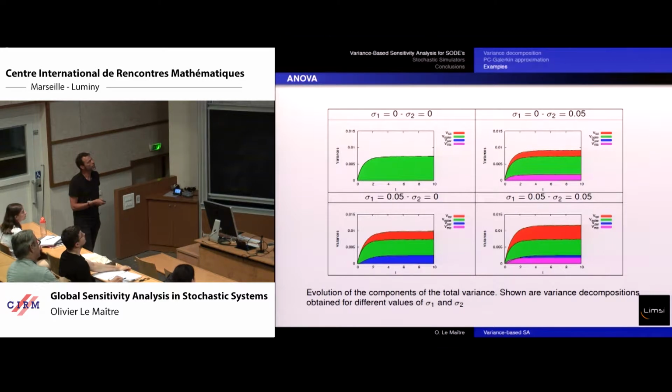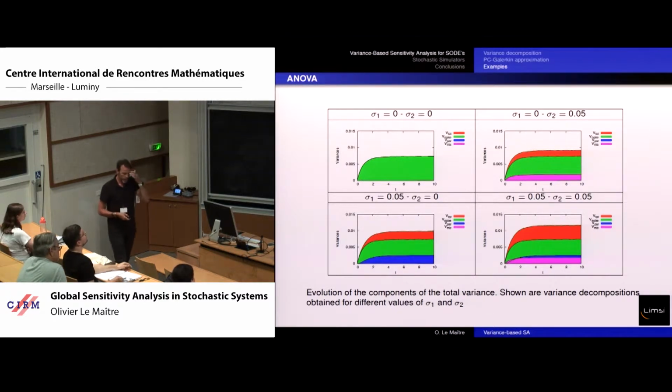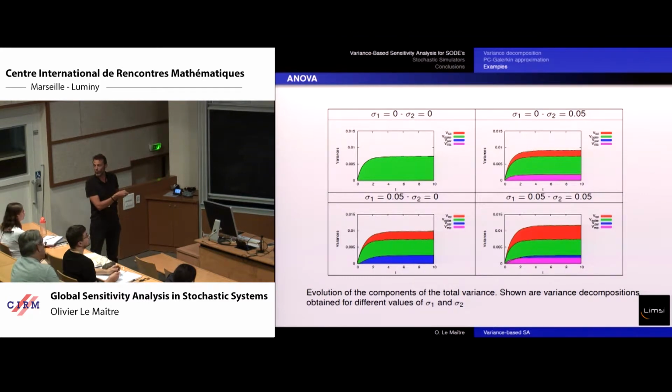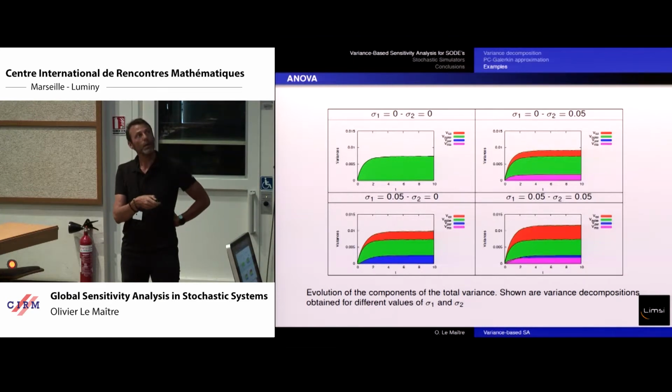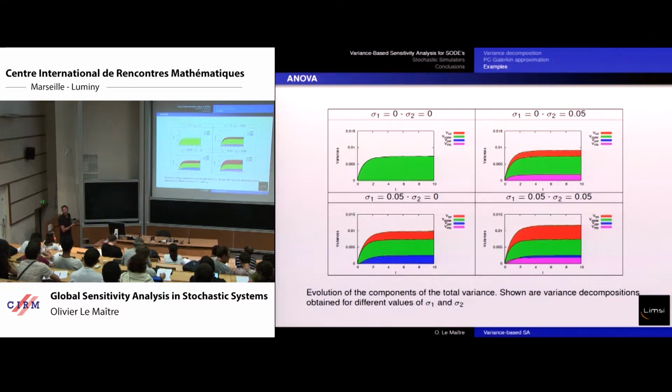And here are not the sensitivity coefficients I have introduced before, but the partial variance directly. They are not normalized, because the variance varies a lot over time, so it would be difficult to report everything in terms of normalized values. If you have absolutely no variability or uncertainty on the parameters, so they have variances that are both zero, then all the variance of the system is due to the noise. That's clear. Only W as a source of variability.